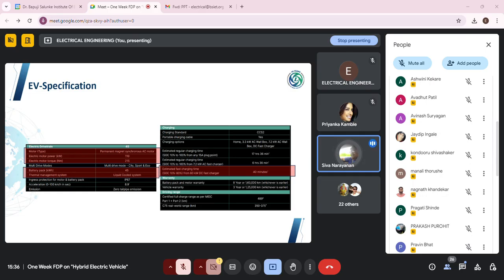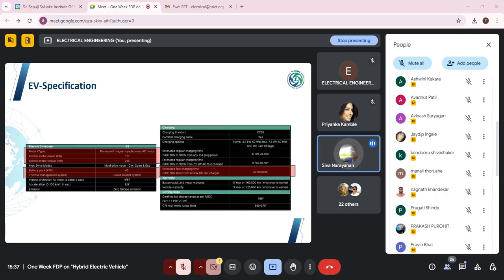Then the next point is driving range, which we have discussed already. What is the maximum kilometer my vehicle can travel? So next time when you see an advertisement, try to see this and relate it, and try to find out what specs they are giving and what different types of motor they are using.